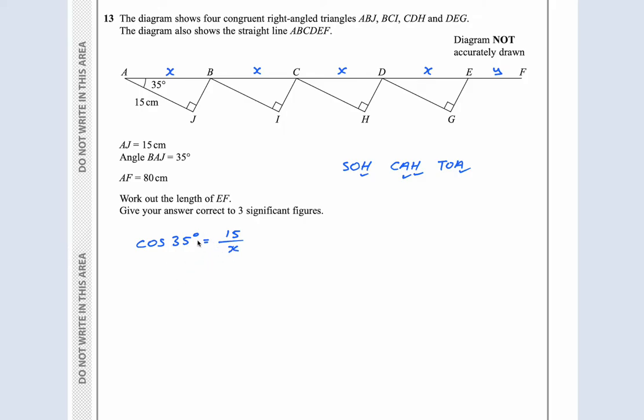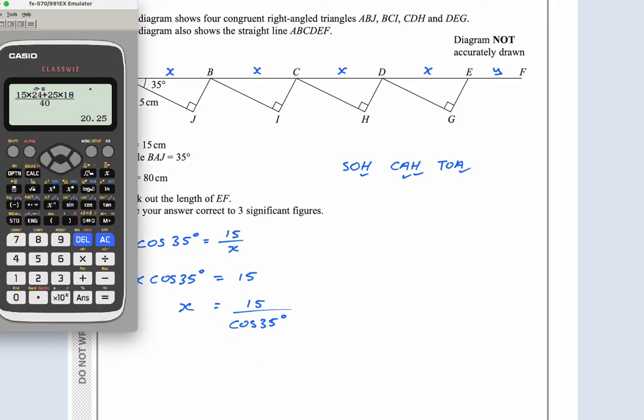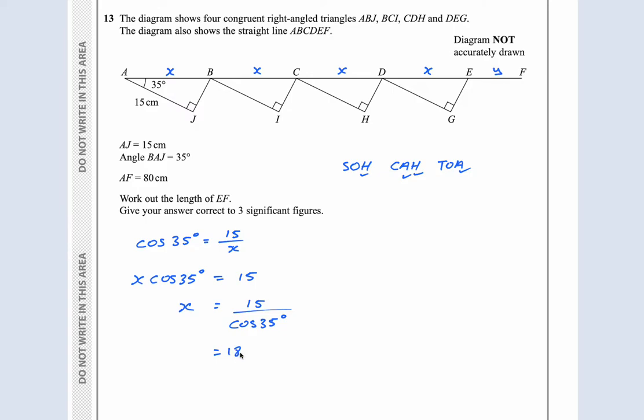Okay, then I rearrange this, guys. We do need to know how to rearrange this. I'm going to do x times cos 35 degrees equals 15. And then x equals 15 divided by cos 35. Just think of cos 35 as just like a number, so you can solve it the same way. Okay, so now I just do 15 divided by cos 35. Press enter and I get 18.312. That's x.